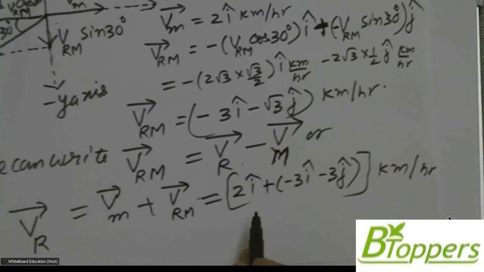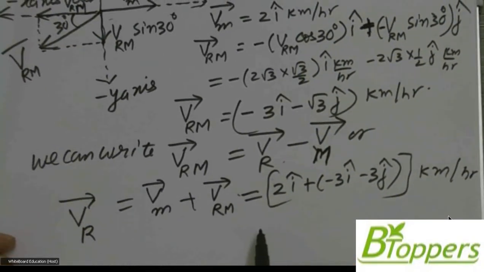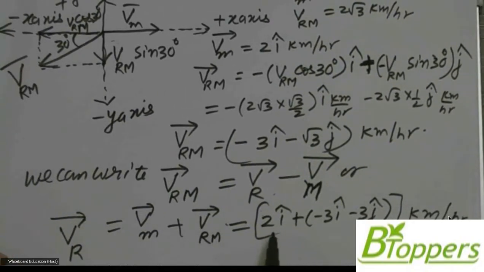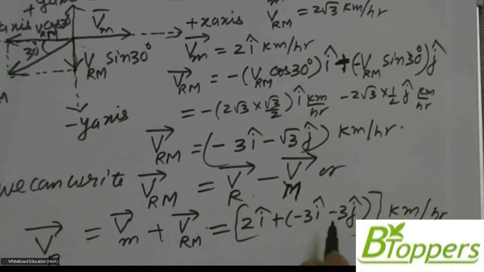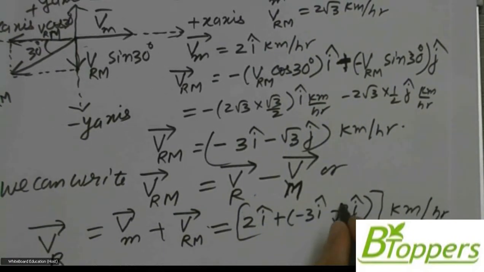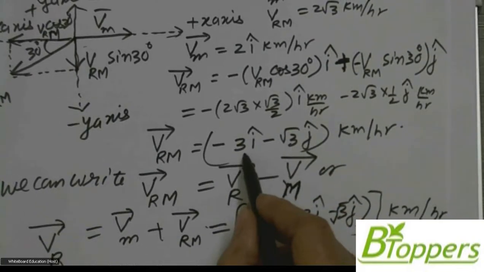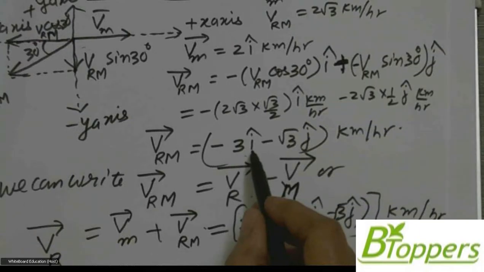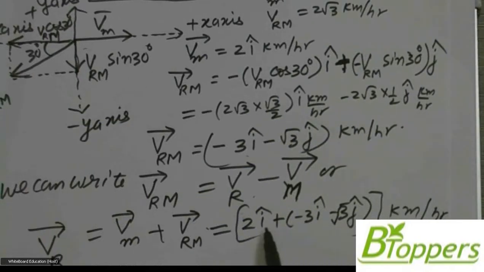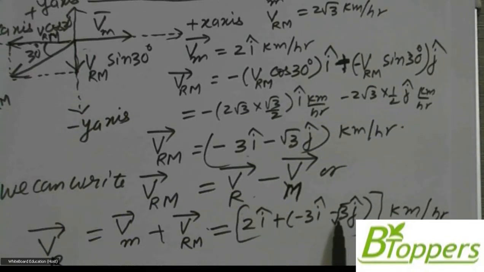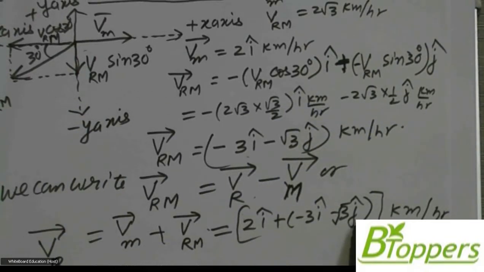So if you simplify the earlier step, 2 i cap plus minus 3 i cap, you can write minus i cap. So the actual velocity of the raindrops you can write as minus i cap minus, this should be √3 here, the relative velocity of raindrops with respect to the man, you must write it as minus 3 i cap minus √3 j cap. So if you add these two, you get minus i cap minus √3 j cap.